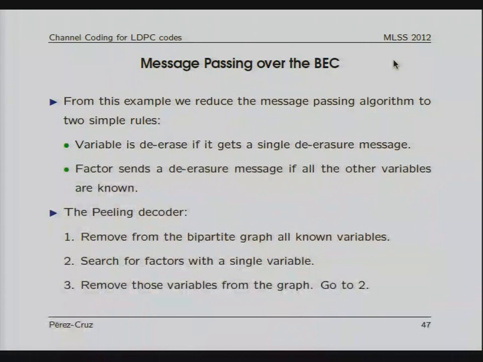So what the algorithm does is first remove all the known variables. Then it looks for a factor that has one erasure, de-erases that variable, and removes that variable. And you continue until you get to the end. For zeros, it's pretty easy. When you have zeros and ones, if you get a variable that is a zero, you just remove it. If you get a variable that is a one, you remove it, but you change the parity of the factor. So, let's go back to our first example.